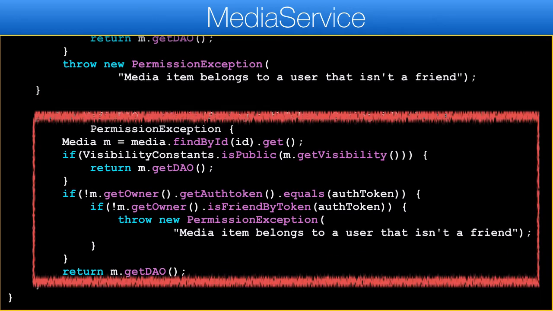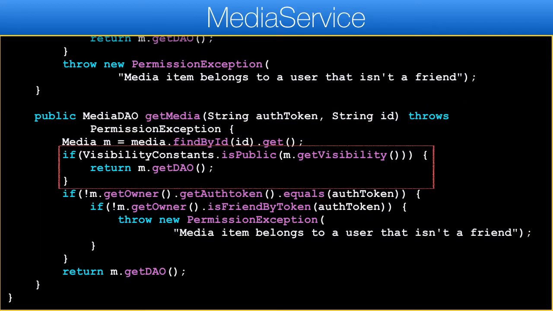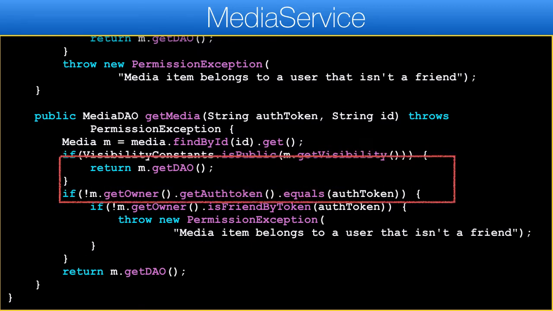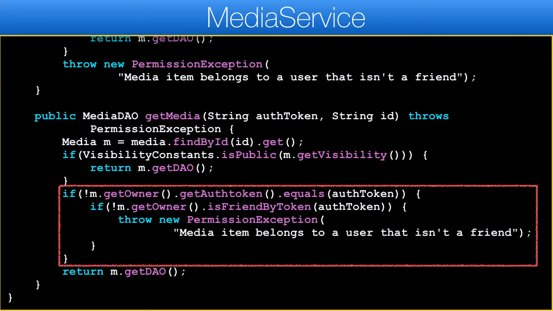Finally, for media that could potentially be private, we need this method. It accepts the user token and media ID. If the media is public, then there is no problem. We can just return it. If the media is for friends only, we need to verify that the user requesting the media is indeed a friend.